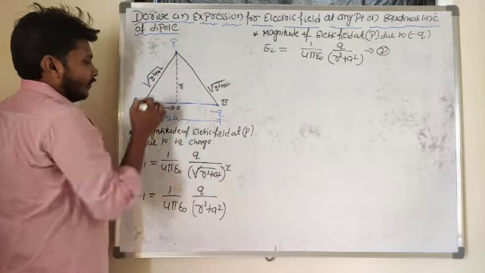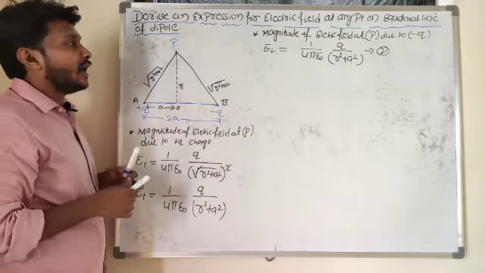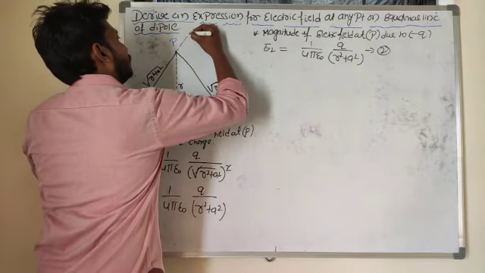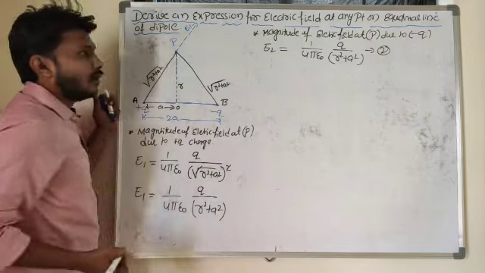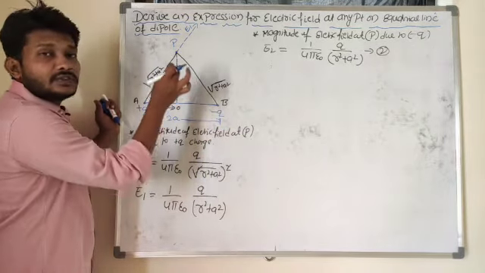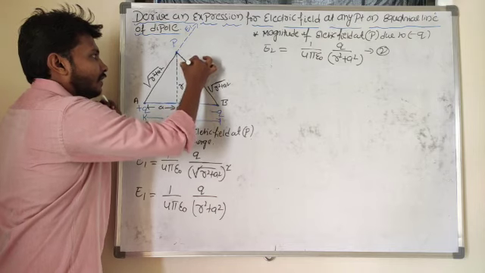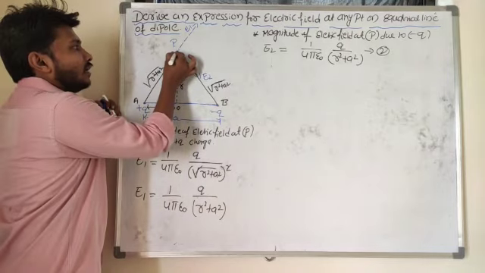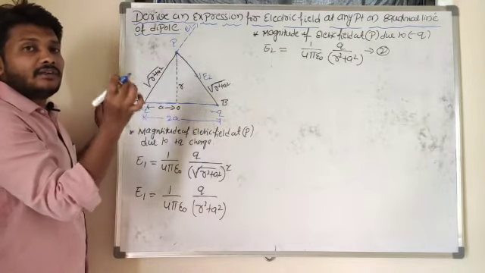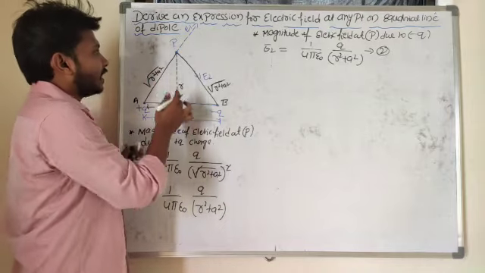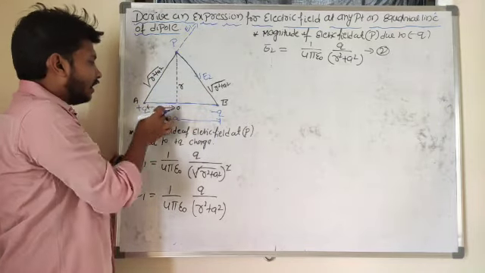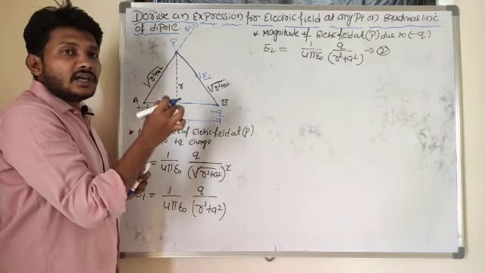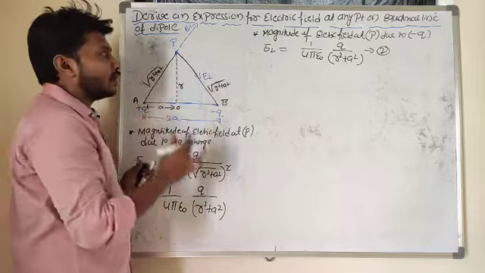Now, for the positive charge, what is the direction of the electric field lines? For the positive charge, field lines are in the outward direction, so this is the direction of E1 here. And for the negative charge, electric field lines are in the inward direction. So the total electric field at point P, due to the plus Q charge and the minus Q charge, I will resolve into two components.